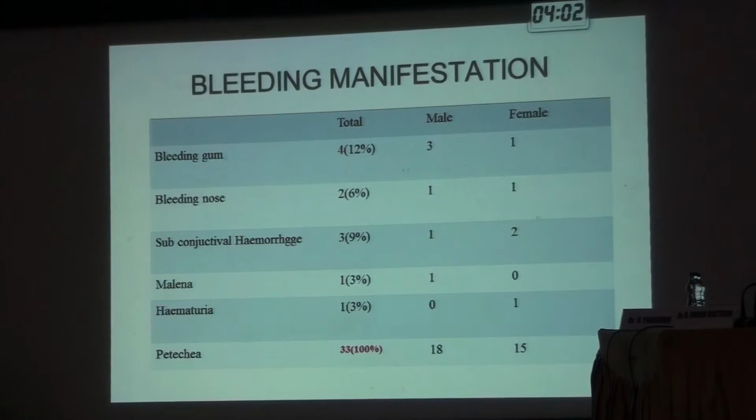Now, among the bleeding manifestations, petechial lesions were present in almost all the cases who had bleeding, that is all the 33 patients. And also a good number of patients came with bleeding gum, bleeding from the nose, or conjunctival hemorrhage.